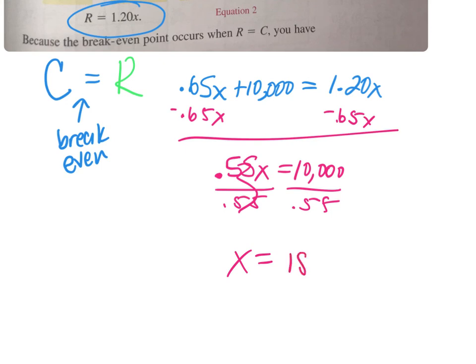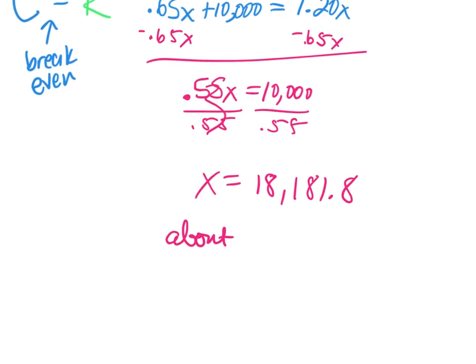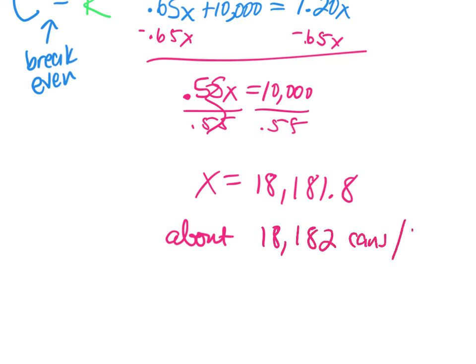All right, I got 18,181.8. You guys get something like that? Yeah. Now, answer this in a real world problem. Can I make 0.8 cans of soda? No. So in order for me to break even, about how many cans do I need to make? 18,182. I need to make about 18,182 cans or bottles or whatever we're talking about.